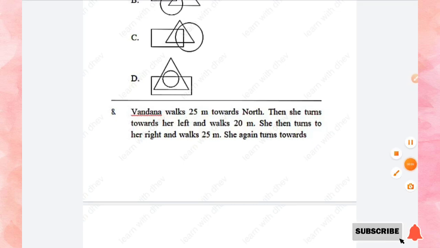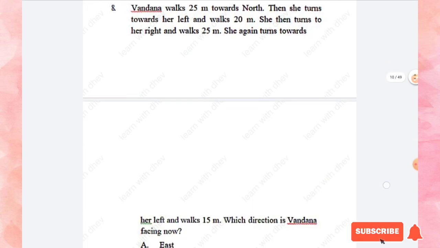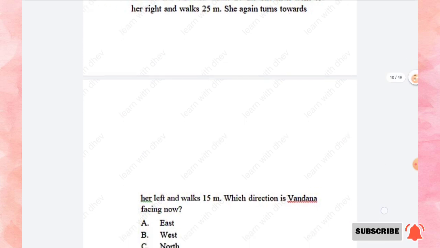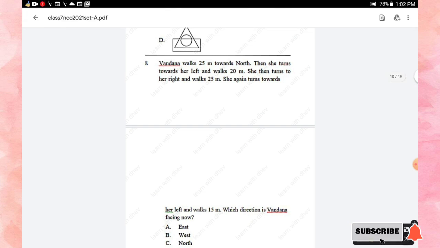Question number 8. Vandana walks 25 meters towards north, then she turns towards her left and walks 20 meters. She then turns to her right and walks 25 meters. She again turns towards her left and walks 15 meters. Which direction is Vandana facing now? So now we'll draw the diagram.